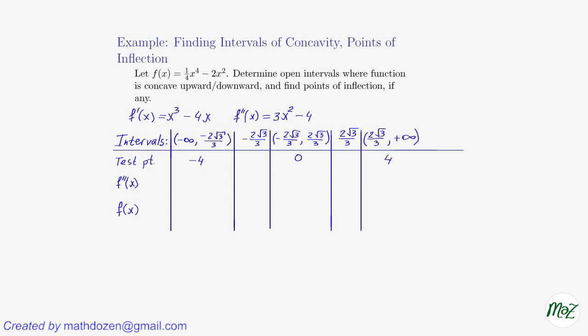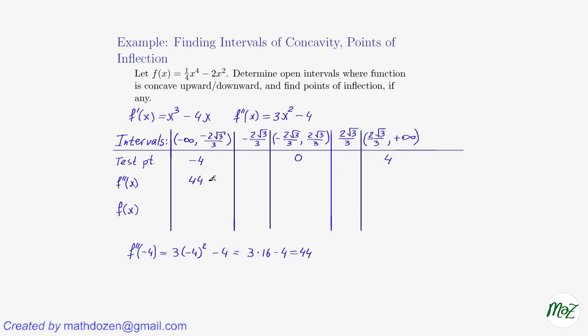Then we choose some test points. So it looks like negative 4 will be in this interval, 0 will be in the middle interval, and positive 4 will be in the rightmost interval. Then we put those test points into the formula for the second derivative. The second derivative at negative 4 happens to be 44, after we use this 3x squared minus 4 formula. So we put 44 in here.